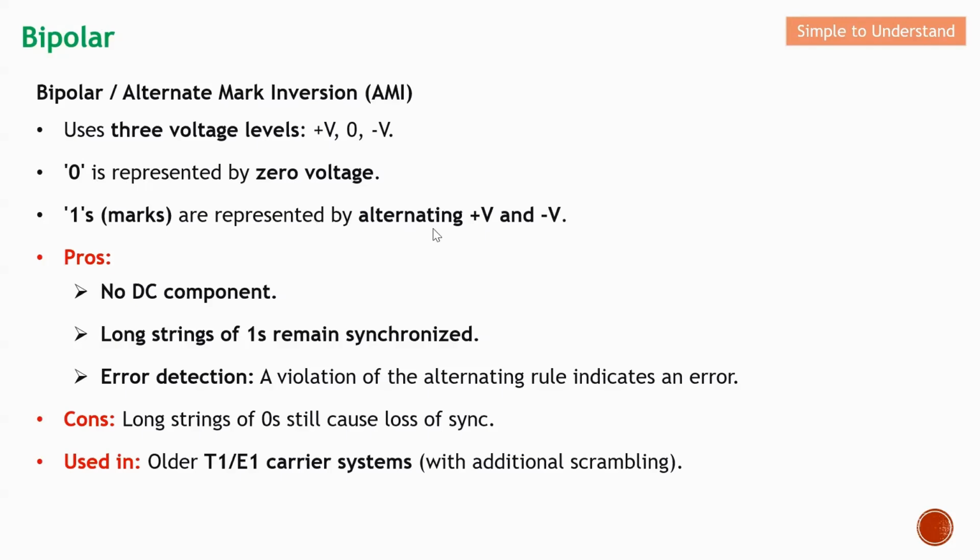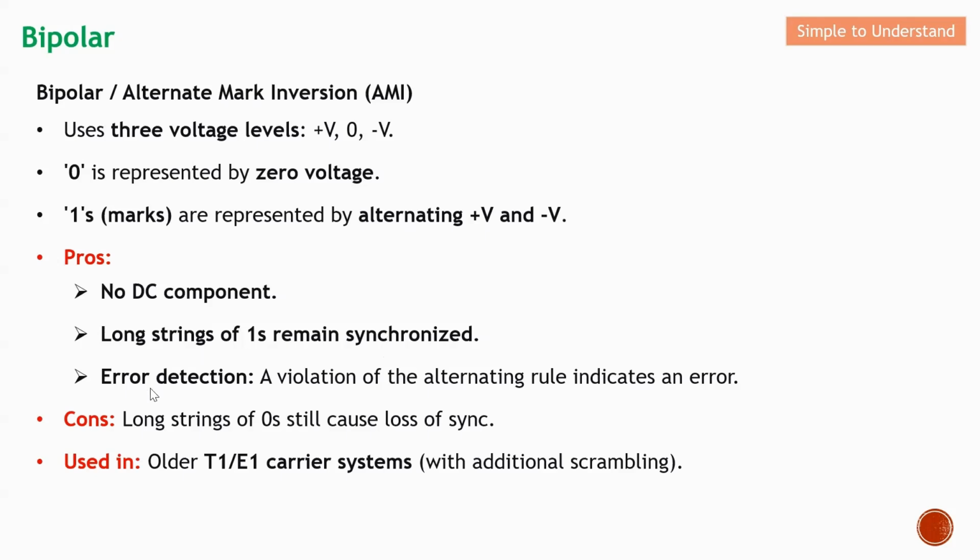One will be indicated by either plus V or minus V. So basically, this is for bipolar. Coming to the advantage of bipolar, basically for this bipolar, you don't require any DC components. And if, let's say, you have long strings of one, you will still remain synchronized. So this is also an advantage of bipolar.